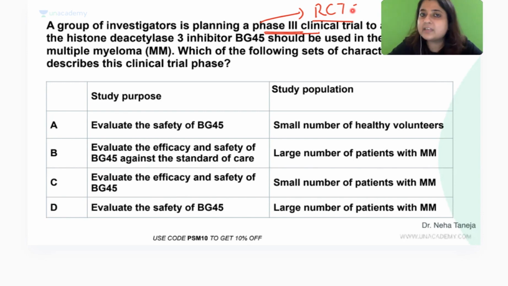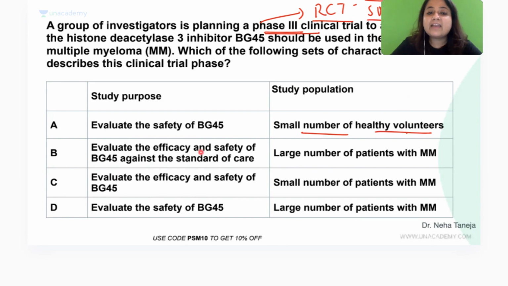What is the participation in RCT? At least 500 to 3000 can be the number of people who are participating. So over here, small number of healthy volunteers? No. Is phase 3 healthy? No. Which phase is healthy, everybody? In which phase do we take healthy volunteers? Phase 0 and phase 1. Is that okay? We take healthy volunteers in phase 0 and phase 1.